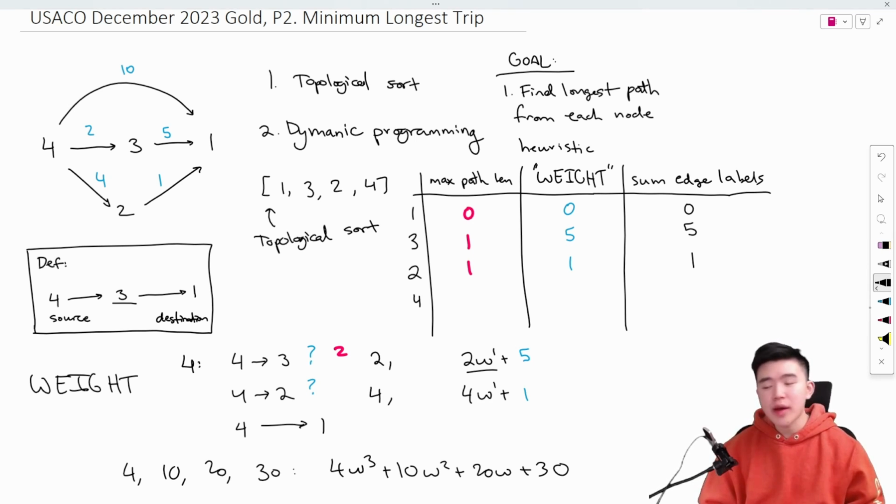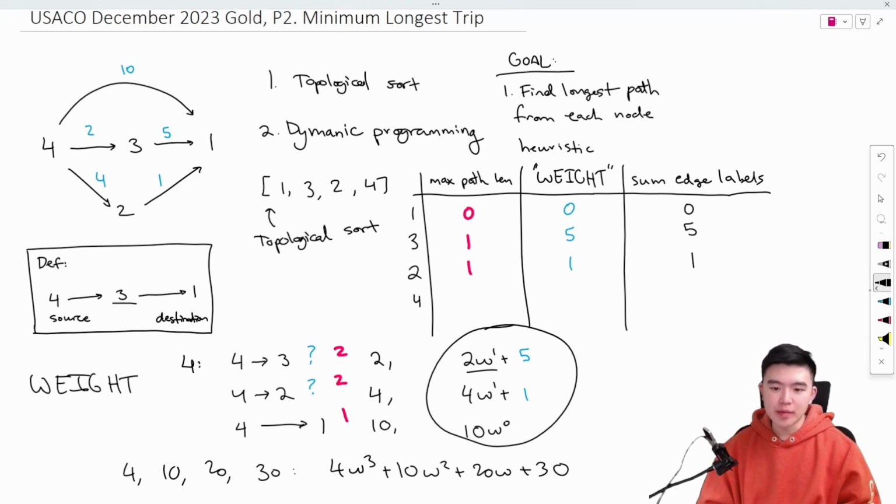Similarly, for 2, if we decide to go from 4 to 2, then the maximum path length is going to be 1 plus 1 because 1 is the maximum path length if we do decide to go to 2. And then the weight again is going to be 4 times w raised to the first power plus 1, which is the heuristic weight if we decide to go to 2. Now, if we decide to go to 1 directly, then the max path length is going to be 1 because that's 1 plus 0. The edge weight is 10, and the heuristic weight is going to be 10 times w to the 0, which is just equal to 10.